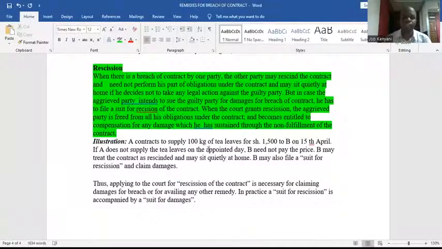So for you to claim for the damages, you have to sue the other party. You have to sue, but before you sue, you cannot claim for the damages. But what can you do? You can sit quietly at home. You won't even bother to ask again whether the tea leaves are coming or not.